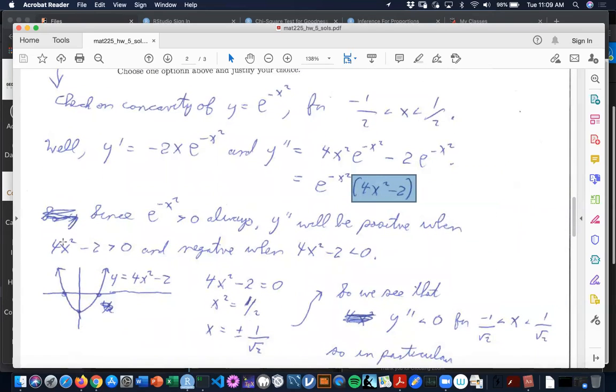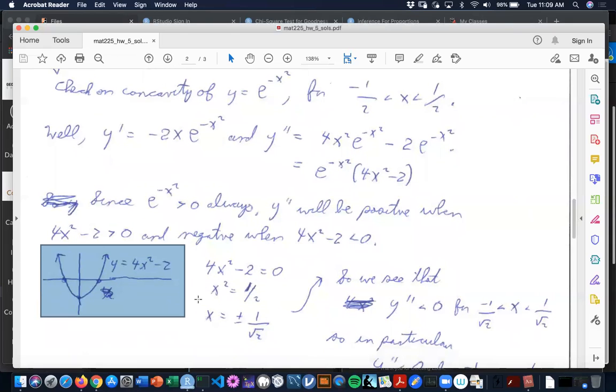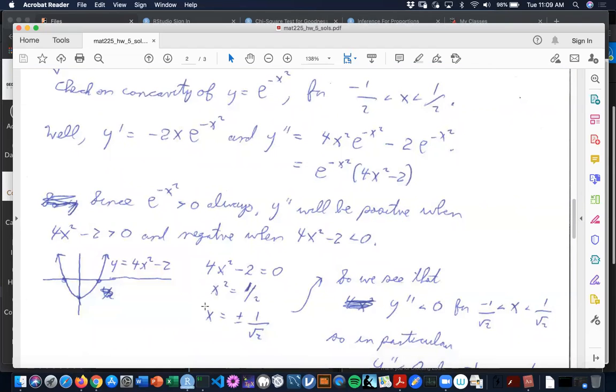And so there's a couple of different ways of thinking about it. One way is just with a graph. You could just make a graph for yourself of 4x squared minus 2. It's a parabola. It opens up because there's a positive coefficient for the x squared term. It does start at 0, it's negative 2, but it opens up, and so it becomes positive at 2 points. We just have to find out what those are. And so we set 4x squared minus 2 to 0 and solve for x, and we get x is plus or minus 1 over the square root of 2.